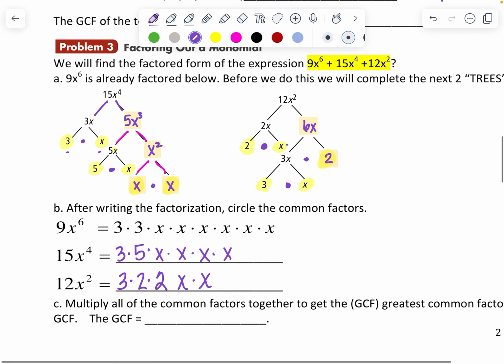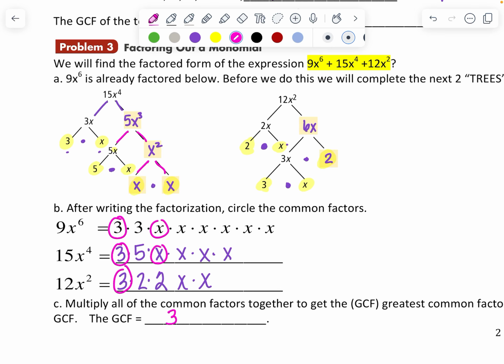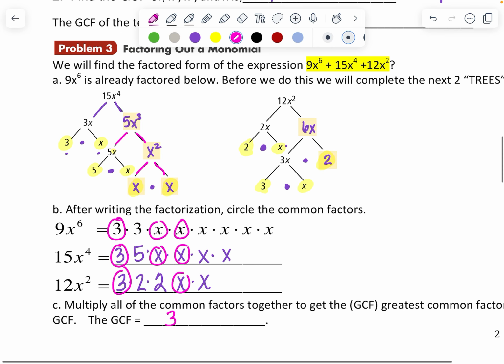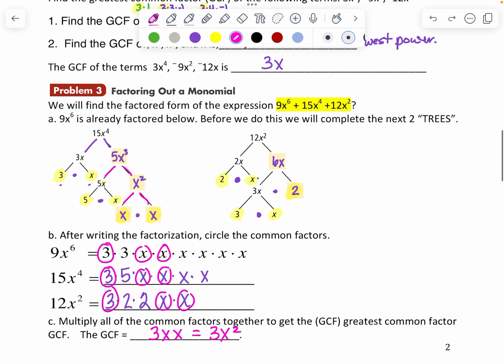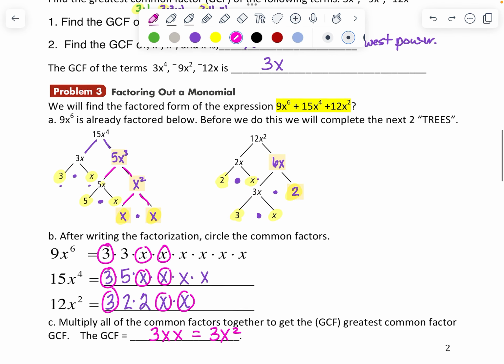So after writing the factorization, circle the common factors. So we're going to go here. We're going to say, all right, there's a common 3, right? So I'm going to put the GCF, there's a 3 in it. And then I've got a common x. And then I've got another common x, and we're done there, right? So it's going to be 3 times x times x, which is equal to 3x squared. And there you have it. Okay? All right. So that gives us the common factor there. Greatest common factor, in fact.